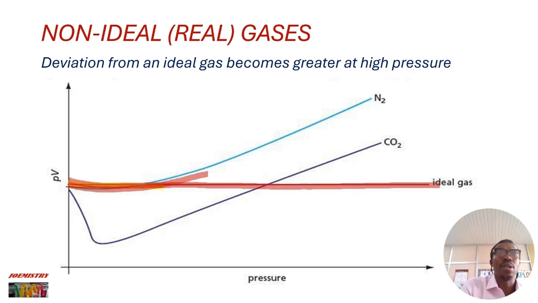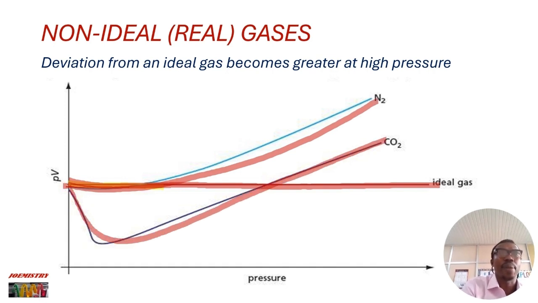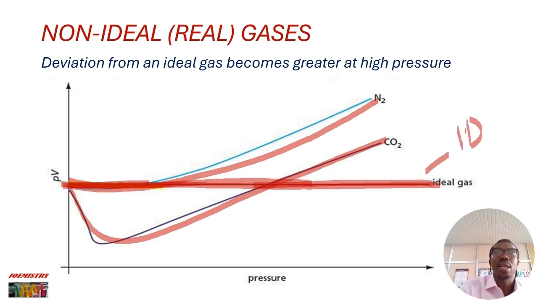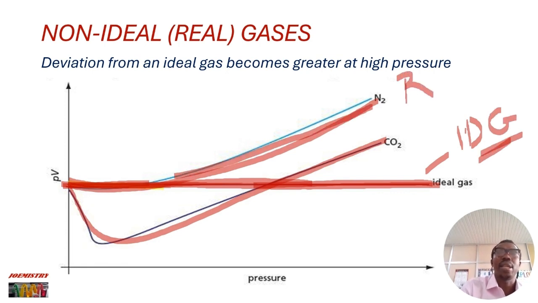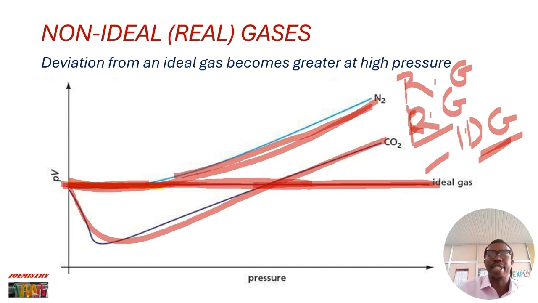While this is nitrogen, which is the real gas, deviating from ideal gas. The straight line is an indication that the gas is an ideal gas. So all these ones are real gases. Nitrogen is a real gas. You can see the deviation from the ideal gas. Carbon monoxide is also a real gas. So this is a graphical representation of an ideal gas and also real gases. So it's as simple as ABC.